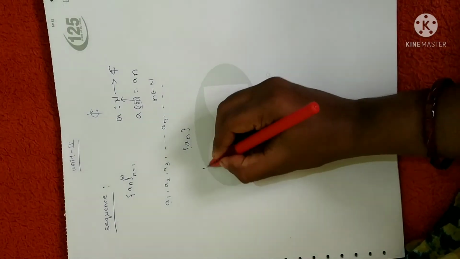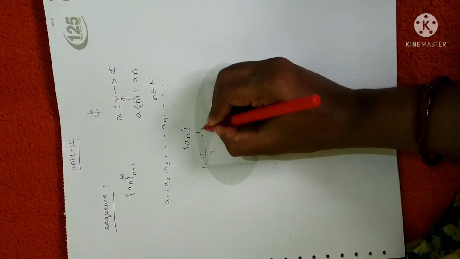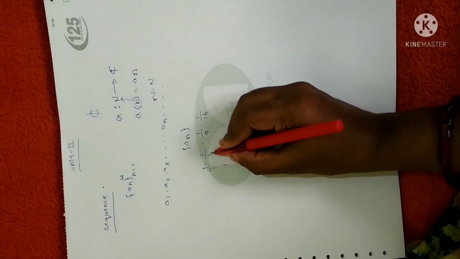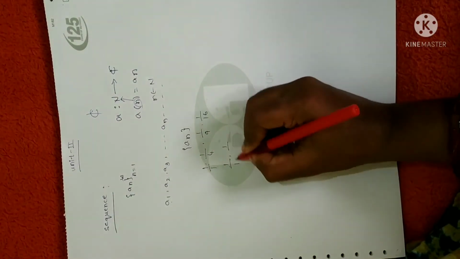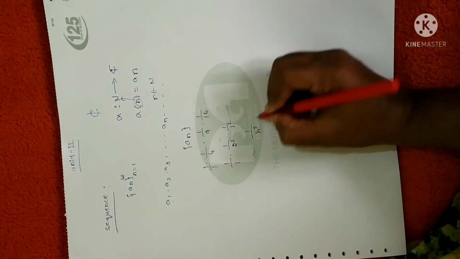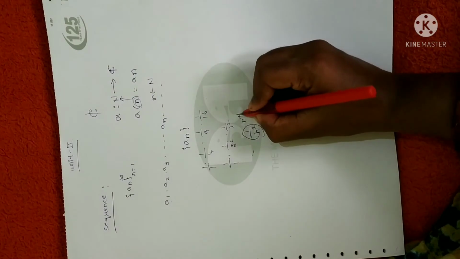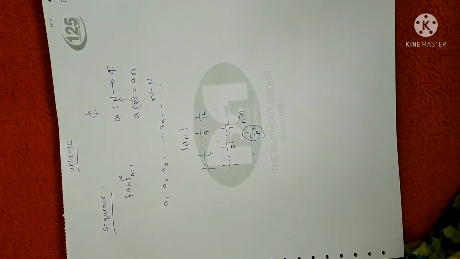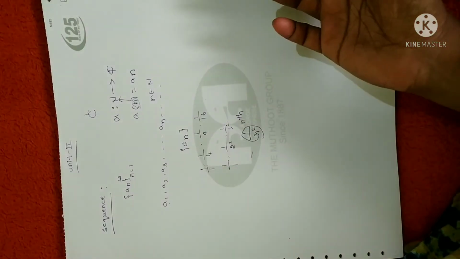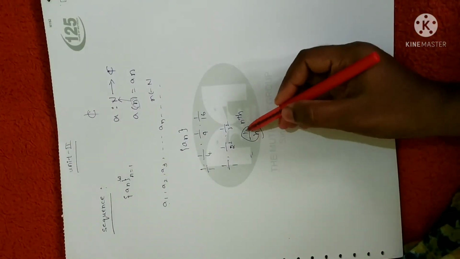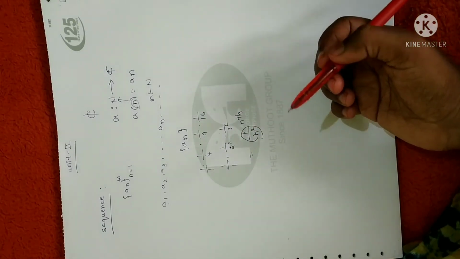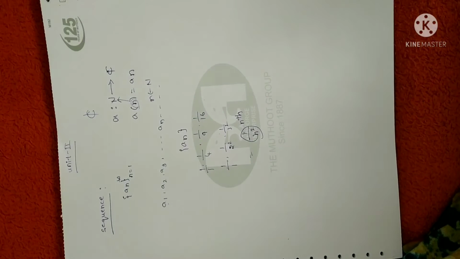I'll just give you one example: 1, 1 by 4, 1 by 9, 1 by 16. You can note that here the numbers are arranged in the form of squares, that is 1 by 1, 1 by 2 square, 1 by 3 square. So in general it is 1 by n square. This is the nth term of the given sequence. Now, this is the usual definition of a sequence.